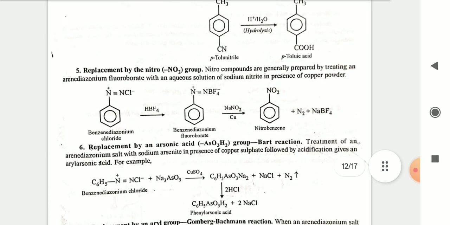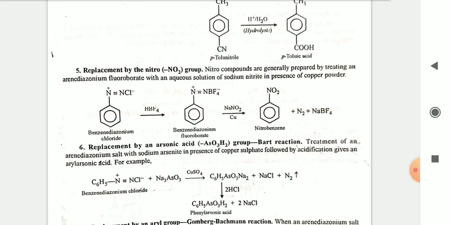Fifth, replacement by the nitro (NO2) group. Nitro compounds are generally prepared by treating an arene diazonium fluoroborate with an aqueous solution of sodium nitrite in the presence of copper powder. Benzene diazonium chloride in the presence of HBF4 will give benzene diazonium fluoroborate. In the presence of NaNO2/Cu, it will give nitrobenzene plus N2 plus NaBF4.